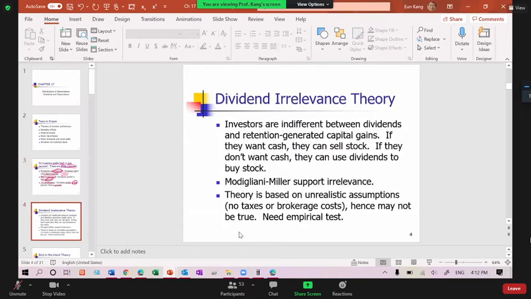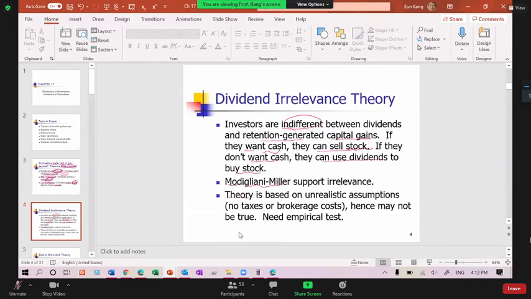Dividend irrelevance theory. So the investors are indifferent between dividends and retention-generated capital gains. If they want cash, then they can sell stock. If they don't want cash, they can use dividends to buy stock. So they have their choice. So again, Modigliani and Miller.